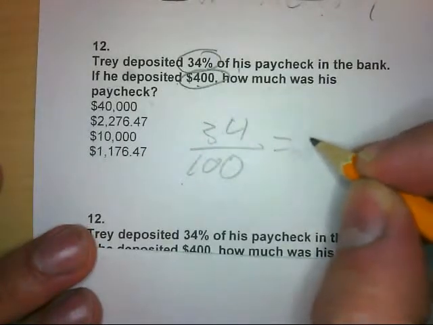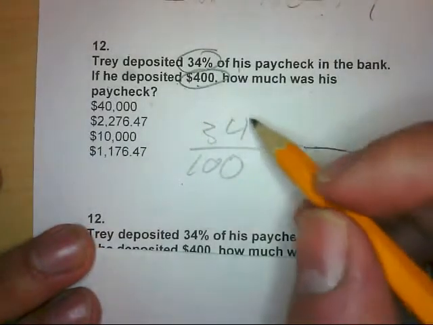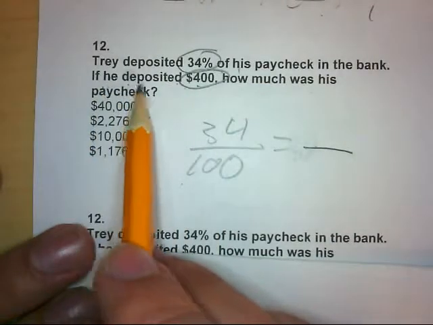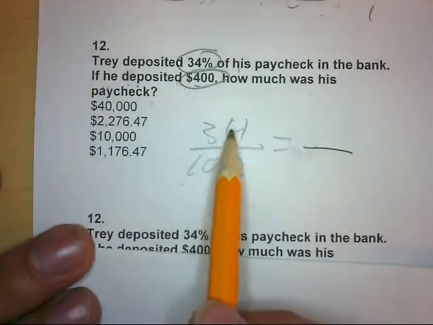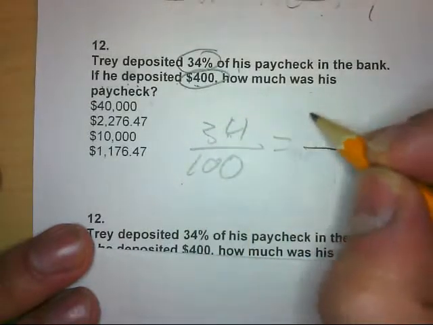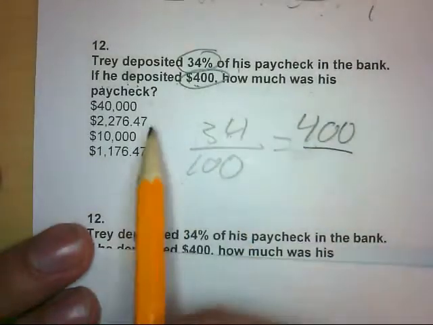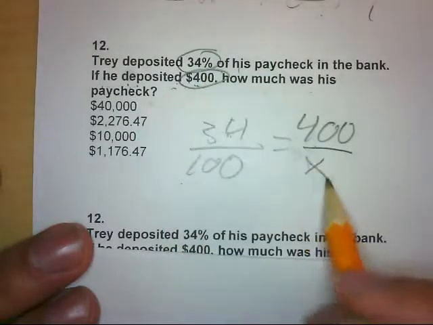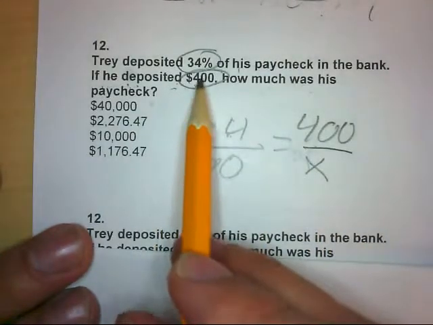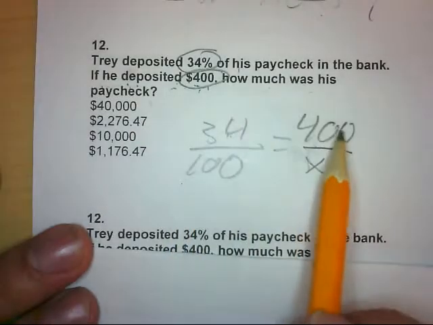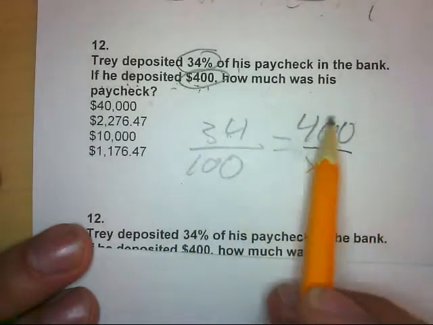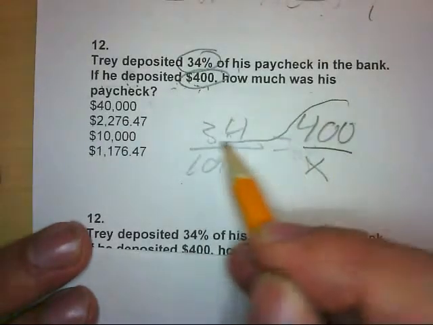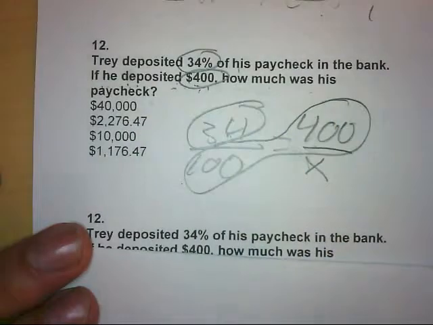In this case, he deposited 400. So that 34% represents 400, because that's how much he deposited. So what was the whole check? What was the total? That's the part. Part over the total. The part of the check that he put in there was 400. What was the total amount? Cross multiply and then divide.